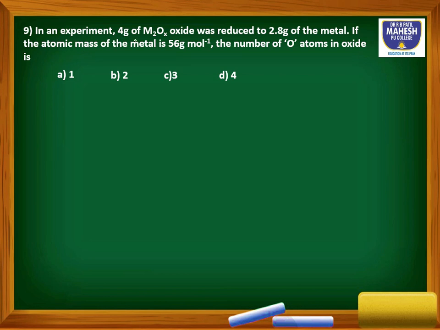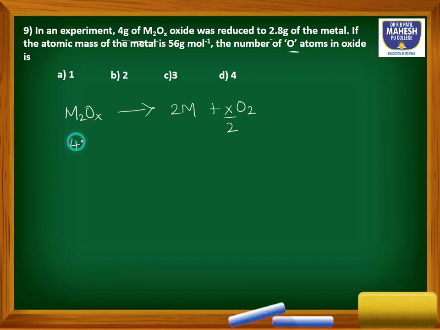In an experiment, 4 gram of M2Ox oxide was reduced to 2.8 gram of metal. If the atomic mass of the metal is 56 gram per mole, find the number of oxygen atoms in the oxide. Let us write that. M2Ox, we have to find out the number of oxygen atoms. When it is reduced, it forms 2M plus oxygen. Let us balance that. X by 2. This 2 and this 2 cancel, remaining is x.